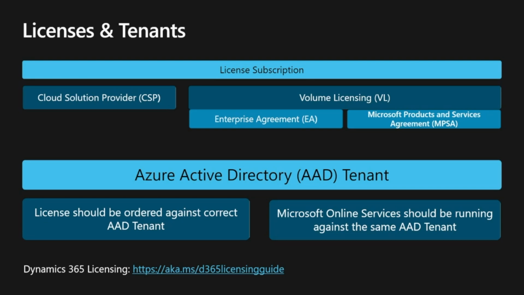CSP is a partner-centric option to buy the license, and volume licensing, Enterprise Agreement, is through volume licensing resellers such as Software One. No matter how you buy the license, you must arrive at a state where you have an active license subscription on the correct tenant. And we will hit on the tenant piece also in coming slides.